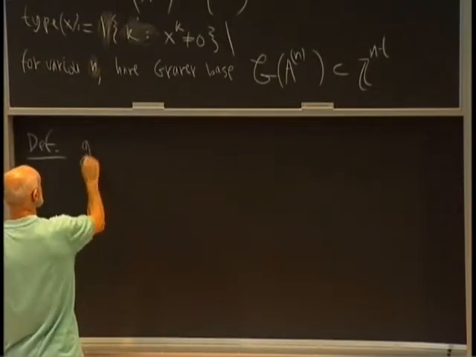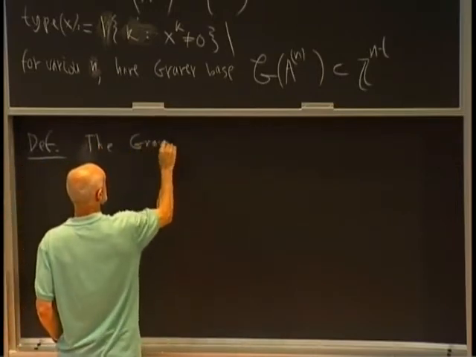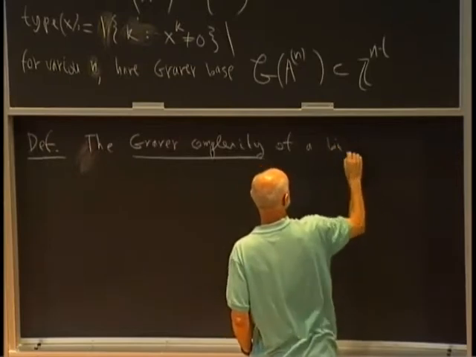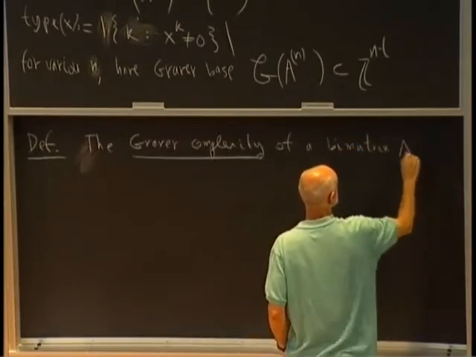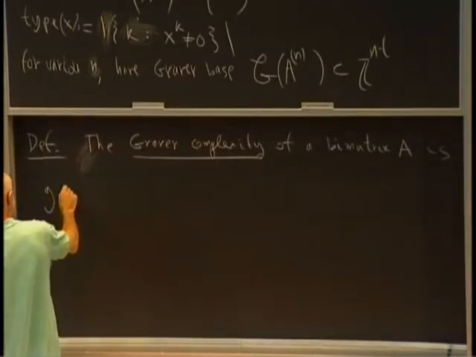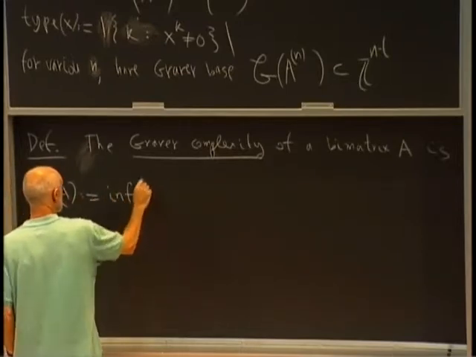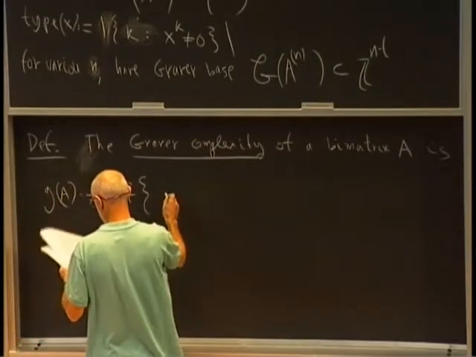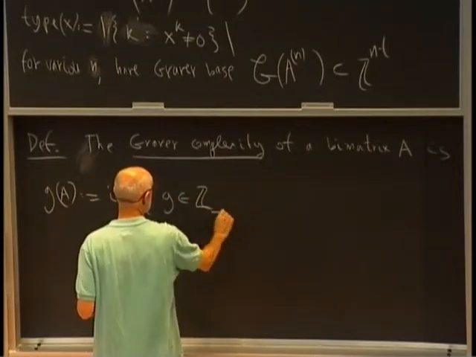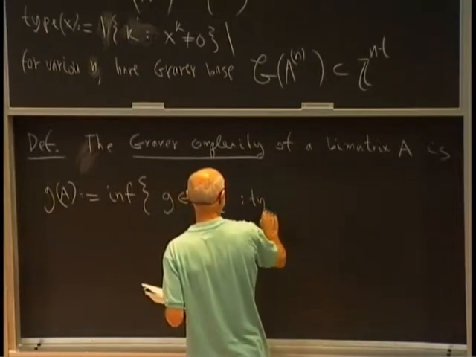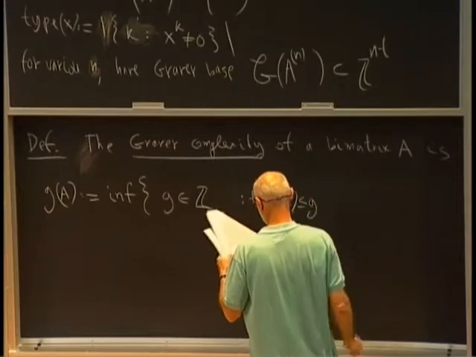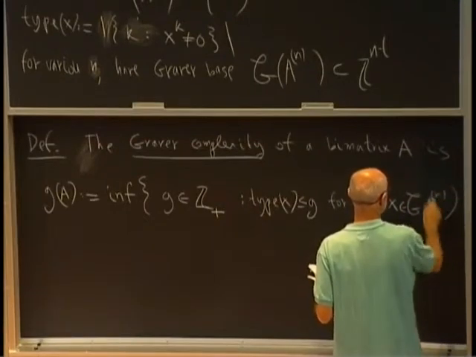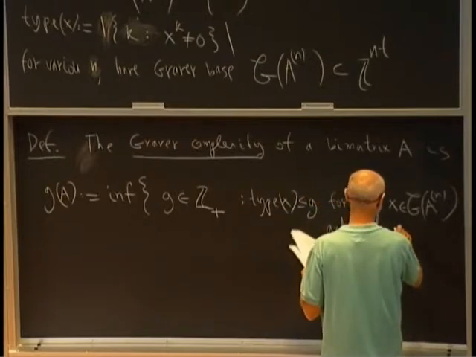Let me give the formal definition. The Graver complexity of a bimatrix A is the infimum of all non-negative integers g such that the type of x is less than or equal to g for all x in G(A^(n)) and all n.